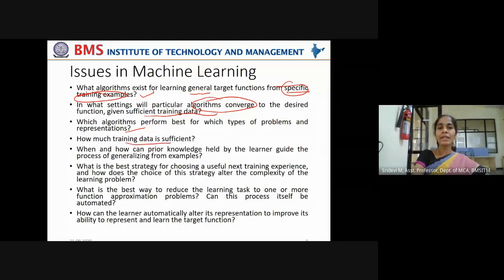And how much training data is sufficient? This is asked by many students in online discussion platforms with respect to data science and machine learning. They keep asking this: how much training data is sufficient? How do you decide how much training data is sufficient? Can anybody have an idea? It is not a hardcore rule. It varies from experiment to experiment.